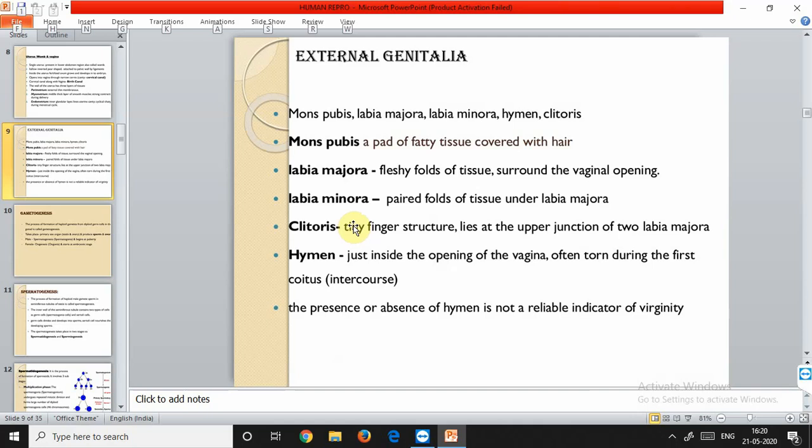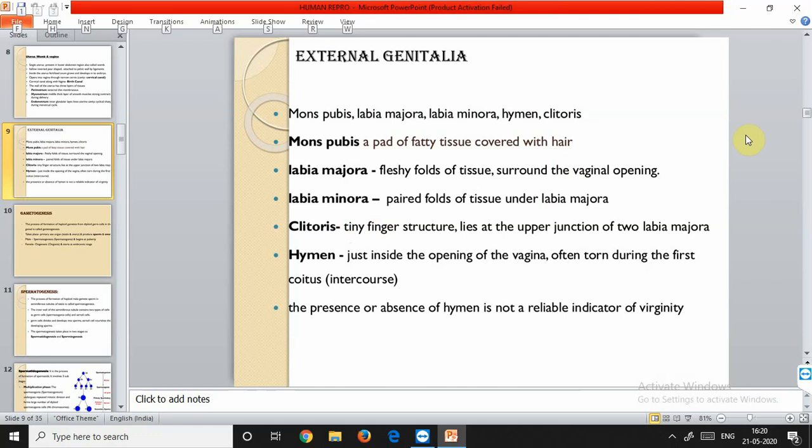The labia minora are paired folds of tissue which lie inside the labia majora. And the clitoris is a tiny finger-like structure that lies at the upper junction of the two labia majora. It looks like a tiny finger, positioned above the labia majora.